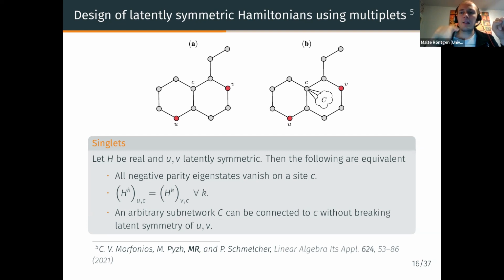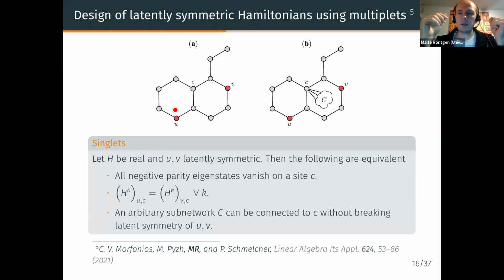And then it turned out that this graph, for example, this site C here, has a very specific property. U and V are the 2 latently symmetric points. If you evaluate the k-th matrix power, as always, and look at the off-diagonal element UC, you will find that it's exactly equal to the off-diagonal element VC. So the number of walks of any length from U to C is equal to the number of walks from V to C. So this site C here somehow has the same distance from those 2 sites U and V.